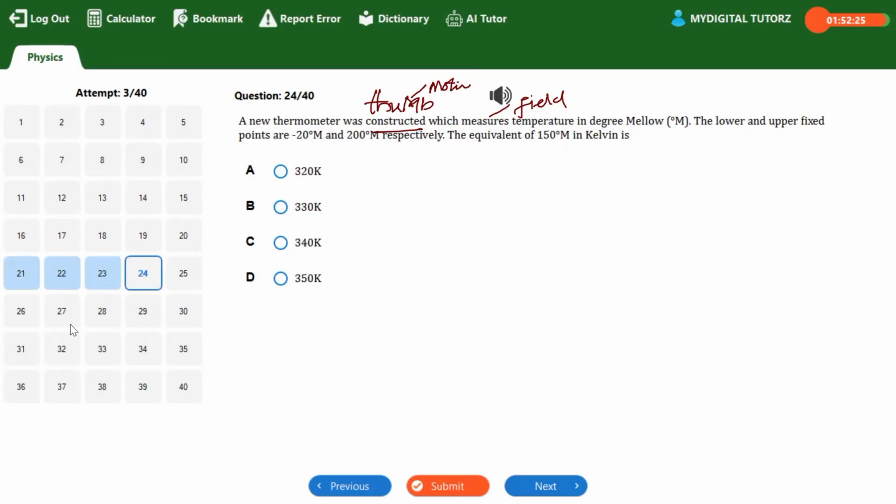Question 24 says, a new thermometer was constructed which measures temperature in degree mellow, right? The lower and the upper fixed points are negative 20 mellow and 200 degree mellow, respectively. So the equivalent of 150 mellow in Kelvin. So we are looking for the equivalent conversion of this into what? Into Kelvin. So to achieve this, you should know that it's like a scale.